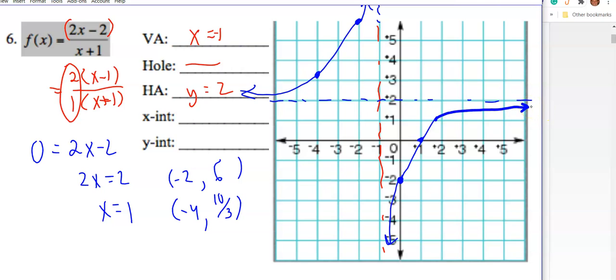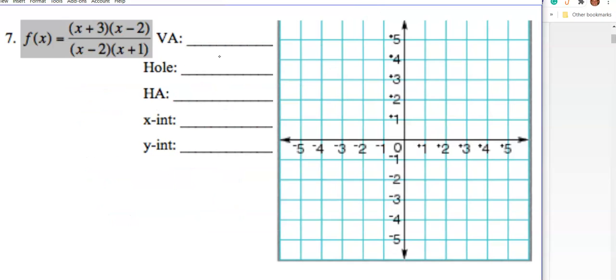I knew I did something there because it didn't make sense. It's got to be approaching an asymptote or something. So when you write down your horizontal asymptote, go ahead and graph it so you don't forget. This is not a problem that doesn't have one. It actually has one. This one does seem to cancel, so we get a hole at 2.